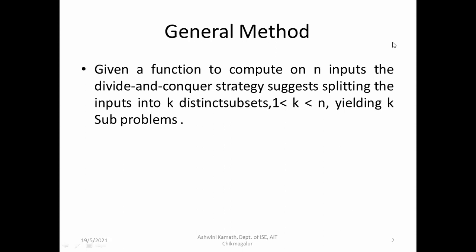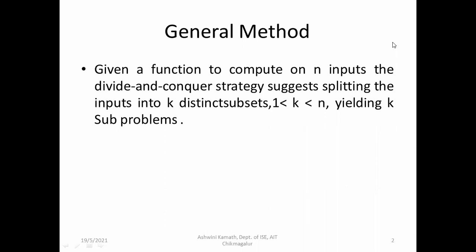Given a function to compute on n inputs, the divide and conquer strategy suggests splitting the input into k distinct subsets, where k is greater than 1 and less than n, yielding k subproblems. So here what we are going to do in the divide and conquer approach is divide the input into k number of subsets, where k is greater than 1 and less than n.